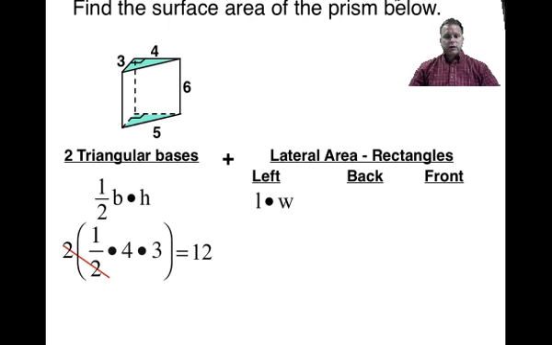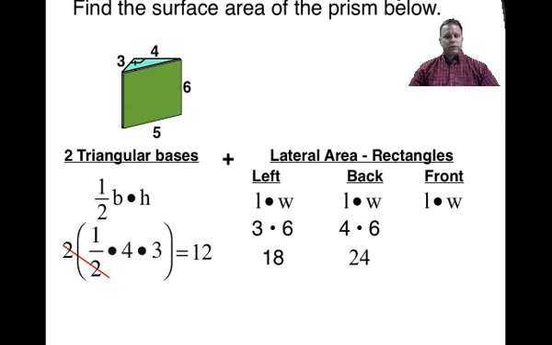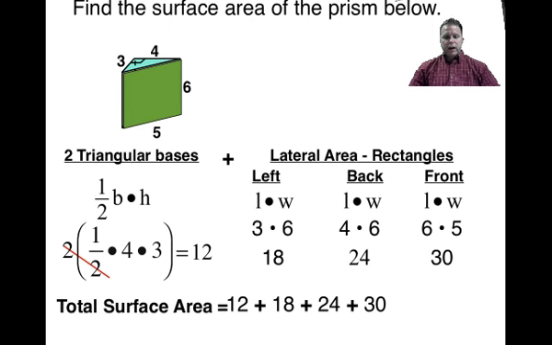Length times width for rectangles, so we'll start with the left. It's that one. What would the length and the width be? Hopefully you said 3 and 6. That's 18. How about the back? It's going to look like this section. Hopefully you said 4 and 6. That's 24. Finally, we have the front. What would be the dimensions for the front? 6 and 5. That gives us 30. Add all of those up, and we get 84 units squared.